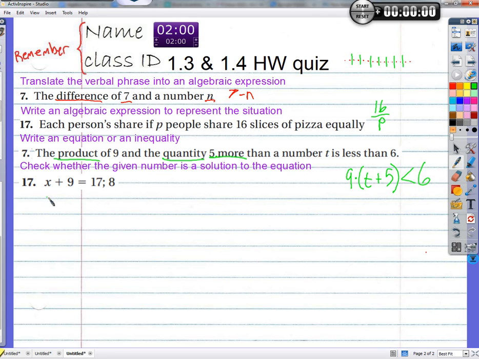And this one right here, x plus 9 equals 17. We want to see if 8 is a solution. What would it mean if 8 was a solution to this equation? It would mean that 8 would equal x. So 8 would work in place of x. If we put 8 right there, what will happen to this equation? It'll be true. Same goes with an inequality. Any solution to this inequality will be one that makes the left side less than 6.